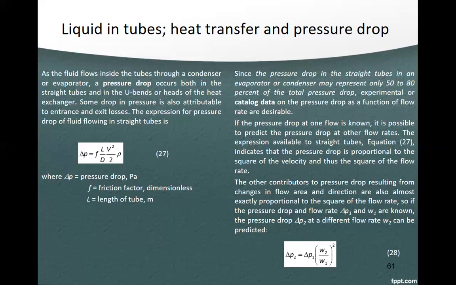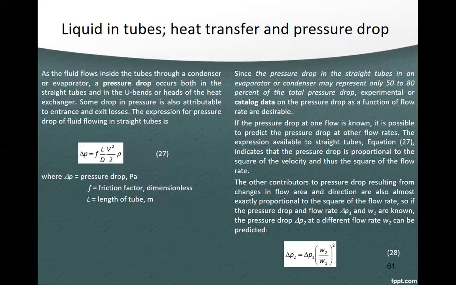Now, since the pressure drop in the straight tube in an evaporator or condenser may represent only 50 to 80% of the total pressure drop, experimental or catalog data on pressure drop as a function of flow rate are desirable. Kasi merong allowance ganyan, yung mga sa U-bends kasama doon. Ito sa straight tube lang, that represents only 50 to 80%. Sa heat transfer, discuss naman yun, kung nakaabot kayo doon sa bending.